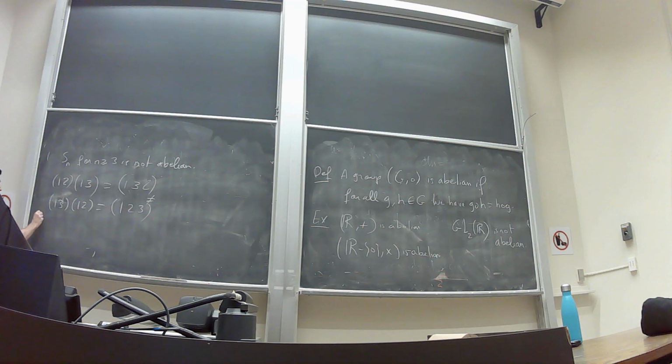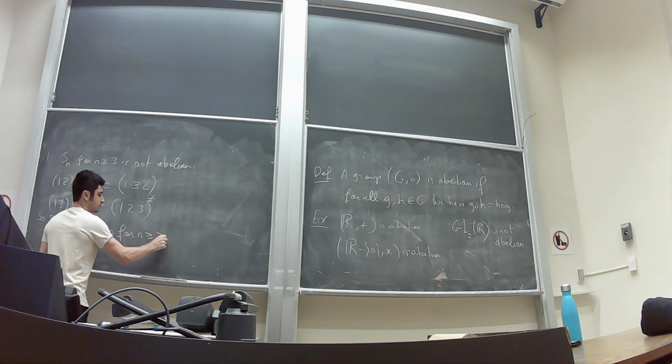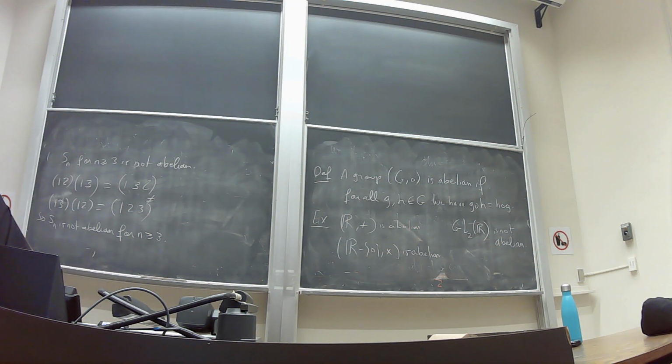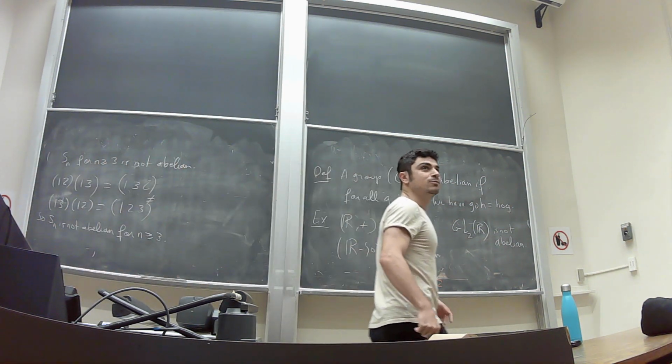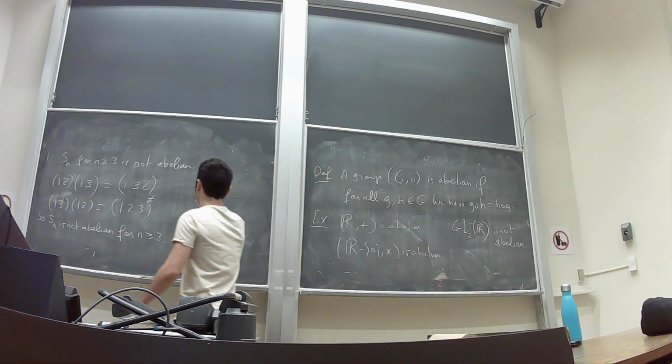So Sn is not abelian for n bigger or equal to 3. Are we good here? But that's simply because function composition is not commutative. Exactly. That's right, n equal to 2 is commutative. You have two bijections for n equal to 2, you don't have that many. That's a good question.